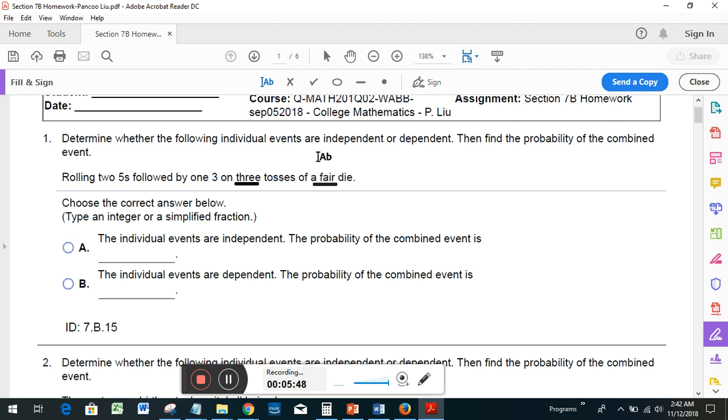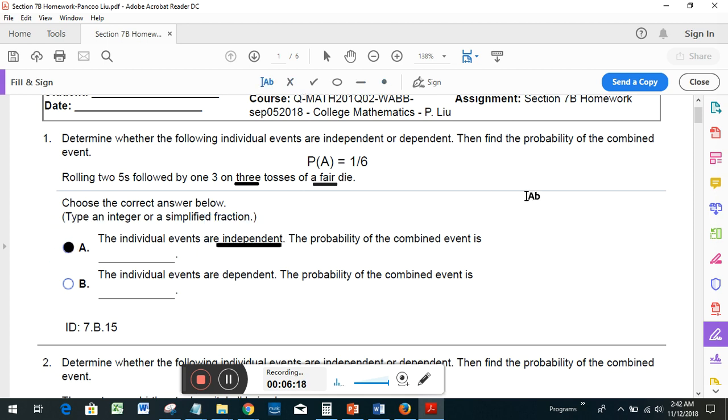Now, remember, a fair die is basically an independent event because all of the probabilities for the numbers, it doesn't matter what numbers they are, will always be 1/6. So probability will always be 1/6. Okay? So again, it's going to be independent since all the probabilities are the same. So I'm going to bubble in A.